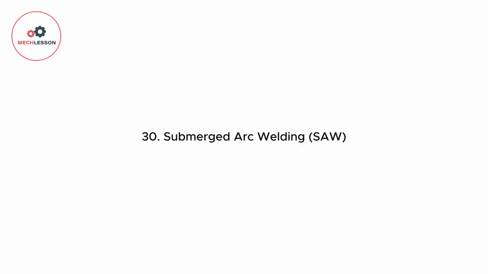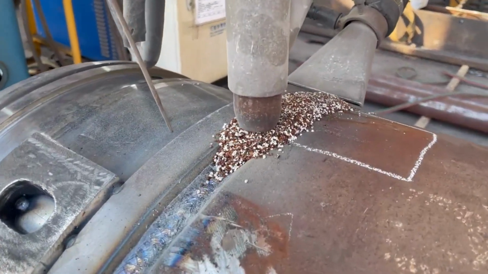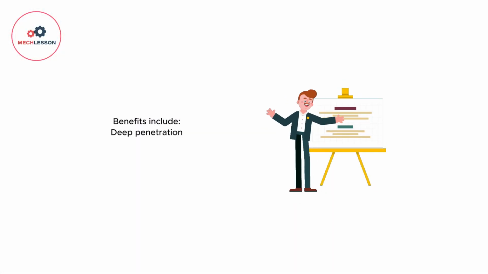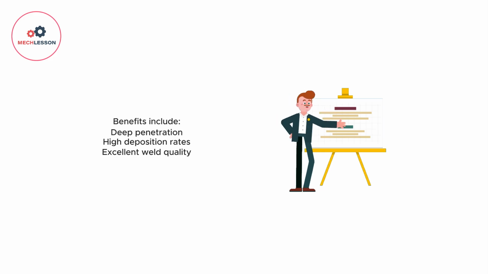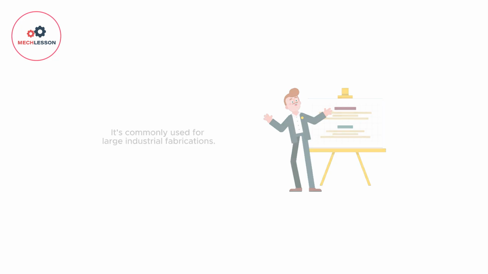30. Submerged arc welding, SAW. Submerged arc welding uses granular flux to cover the welding arc. Benefits include deep penetration, high deposition rates, and excellent weld quality. It's commonly used for large industrial fabrications.